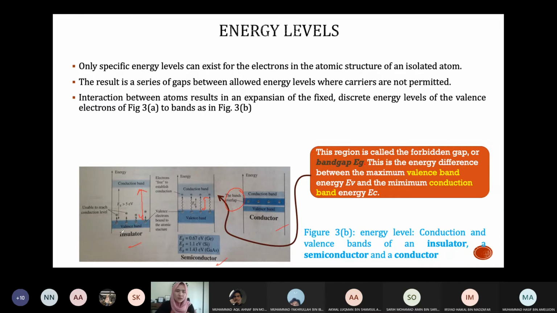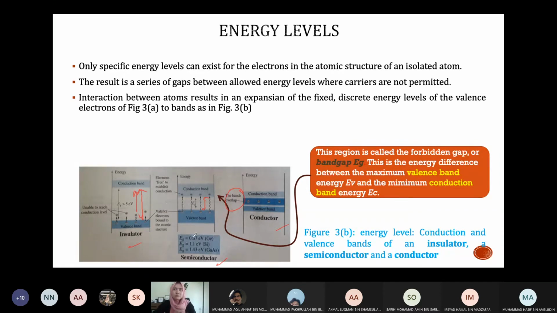For the insulator, you can see that the gap is very wide. So even though you give heat to the insulator, the valence electrons still cannot reach the conduction band. That's why an insulator cannot conduct electricity.